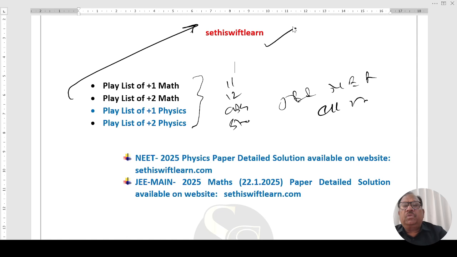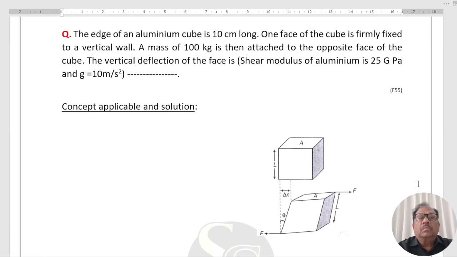Now let's start with the question. Question is, the edge of an aluminium cube is 10 centimeter long. One face of the cube is firmly fixed to a vertical wall. A mass of 100 kg is then attached to the opposite face of the cube. The vertical deflection of the face is, we have to fill in the blank. Shear modulus of aluminium is 25 gigapascal and g equal to 10 meter per second square.